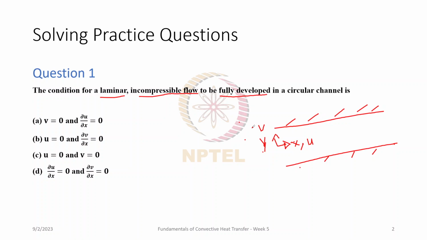So we have our first question of today's session: what is the condition for a laminar incompressible flow to be fully developed in a circular channel? Is it option A, V equal to 0 and dou U dou X equal to 0? Option B, U equal to 0 and dou V dou X equal to 0? Option C, both U and V equal to 0? Or option D, the gradients dou U dou X and dou V dou X both equal to 0? We have two answers in favor of option A. Let's see what others have to say.